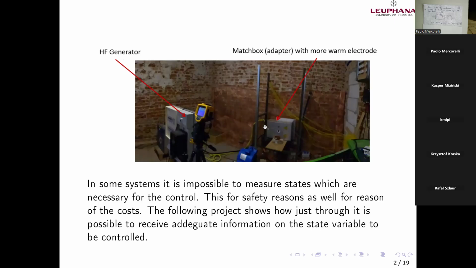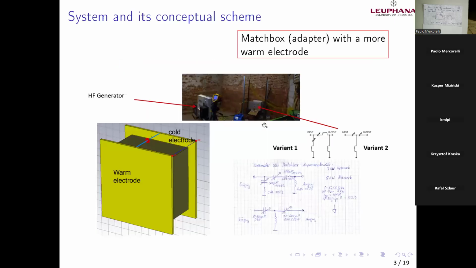In general, in this room, we can see from this picture that, try to imagine that we have two electrodes. We have different equipment, but try to think of a big capacitor, realized between two electrodes, as always, one we call warm, and the other one cold electrode. Here, this adapter, this matchbox, is there to match what? To match the high frequency generator with this capacitor or capacitors, because there could be also more than one.